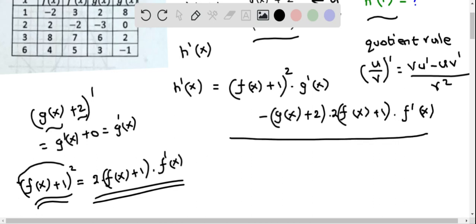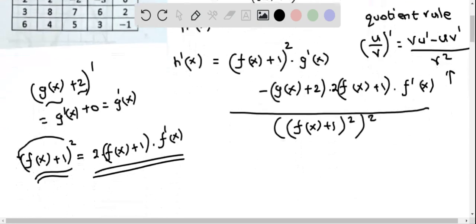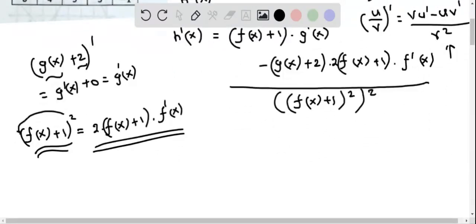And then we put this division symbol over v squared, that is the denominator quantity squared, that is f of x plus 1 quantity squared. But this has to be quantity squared because v is f of x plus 1 quantity squared, but according to the quotient rule we have to find its square. So let's simplify this. I clear this for some space.